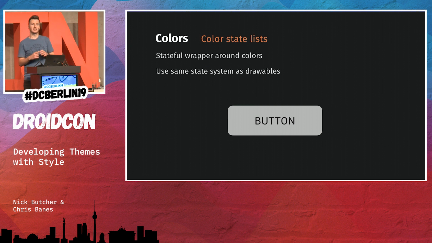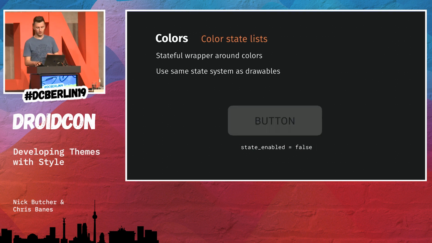Now let's talk about color state lists. Color state lists are wrappers around colors, which are stateful, and use the same state system as views and drawables do. So here's an example of a button. When the user clicks on the button, if it's pressed, it turns into a gray. And then when it's disabled, it goes into this translucent gray instead.